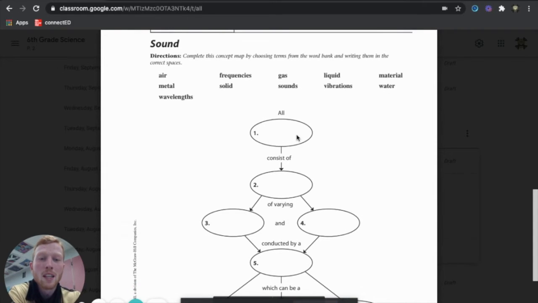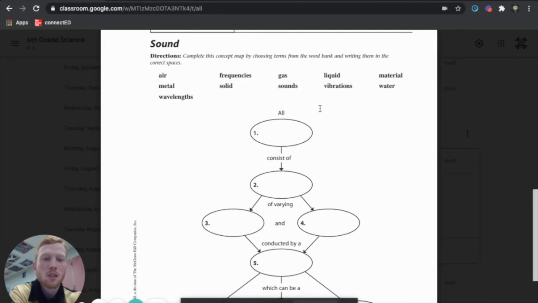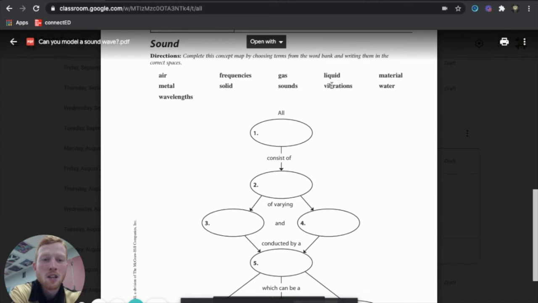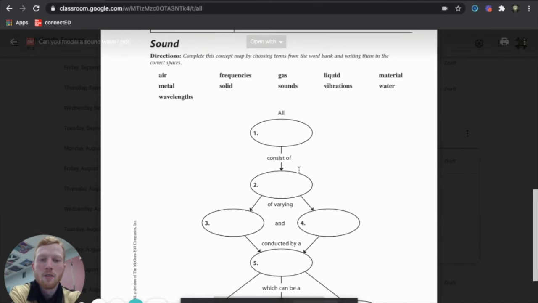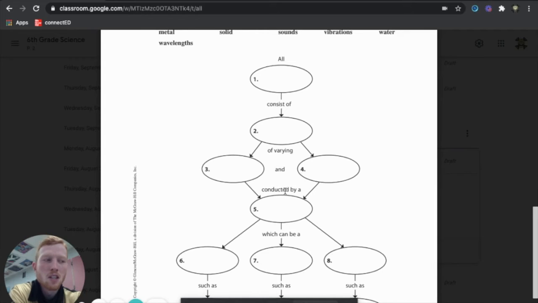So starting with number 1. It says all, you should put sounds for that. All sounds consist of, if you look at these vocab words, hopefully you know that a sound is created by a vibration. So far we have all sounds consist of vibrations, and now we branch off here. Okay, and of course you can pause this as we go if I'm going too quickly. All sounds consist of vibrations of varying wavelengths and frequencies.